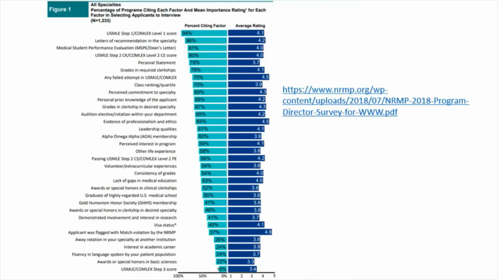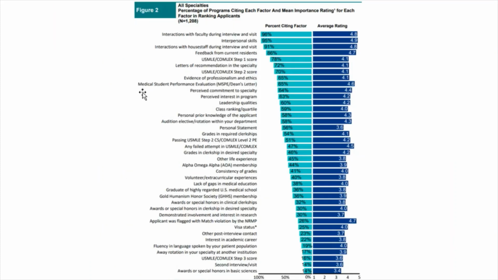In deciding whom to interview, they don't know who you are, all they have is your resume. So the thing that really helps them decide is what numbers they're seeing in terms of your grades. Once you get to the interview, the most important factors are your interactions. You can see the first four: interactions with faculty, interpersonal skills, interaction with house staff, which means anyone that you meet on the hospital grounds, and feedback from current residents.